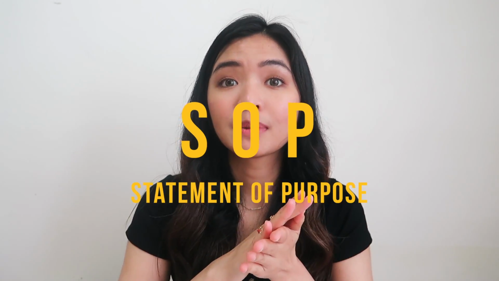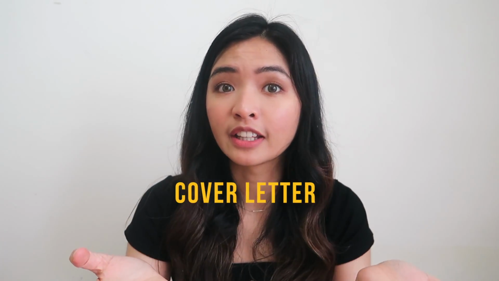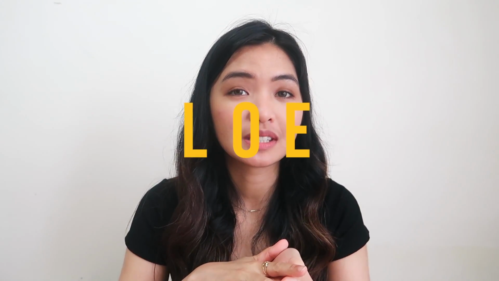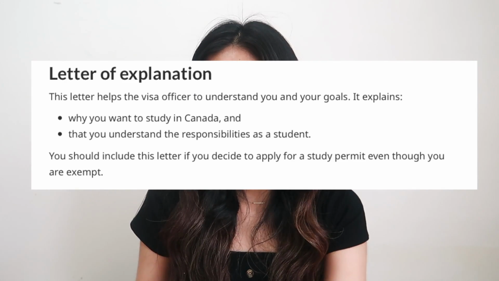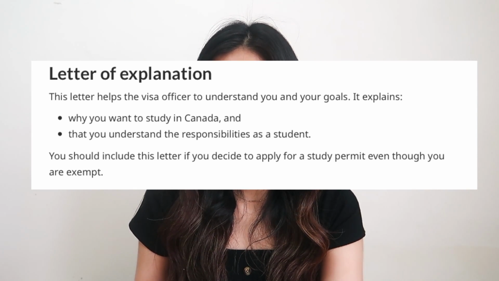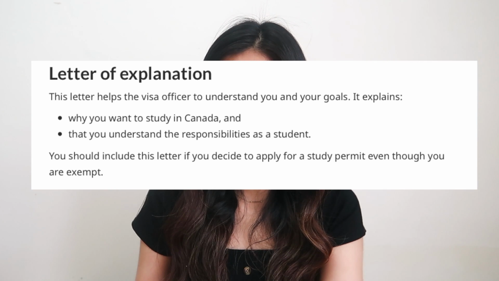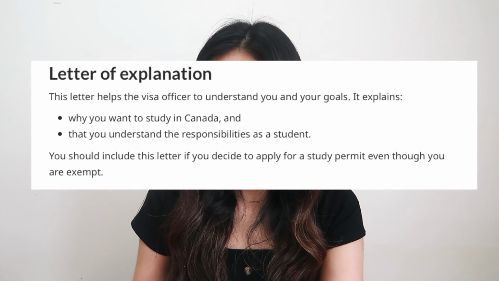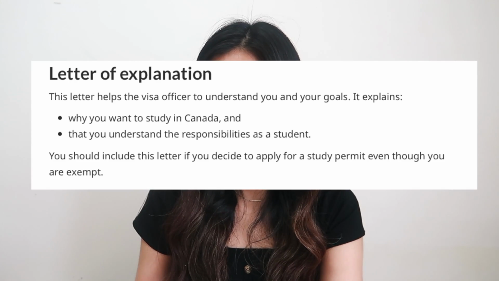A letter of explanation, sometimes known as an SOP or statement of purpose, or some other people call it a cover letter. Those are basically the same thing, but Immigration Canada uses the term LOE, the letter of explanation. According to the website of Immigration Canada, this letter helps the visa officer to understand you and your goals. It explains why you want to study in Canada and that you understand the responsibilities as a student. You should include this letter if you decide to apply for a study permit even though you are exempt. So this is like a letter to the immigration officer about some things about you.